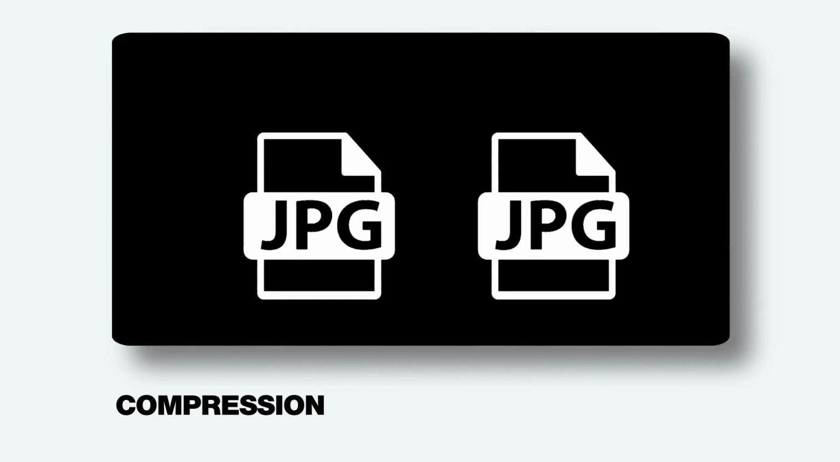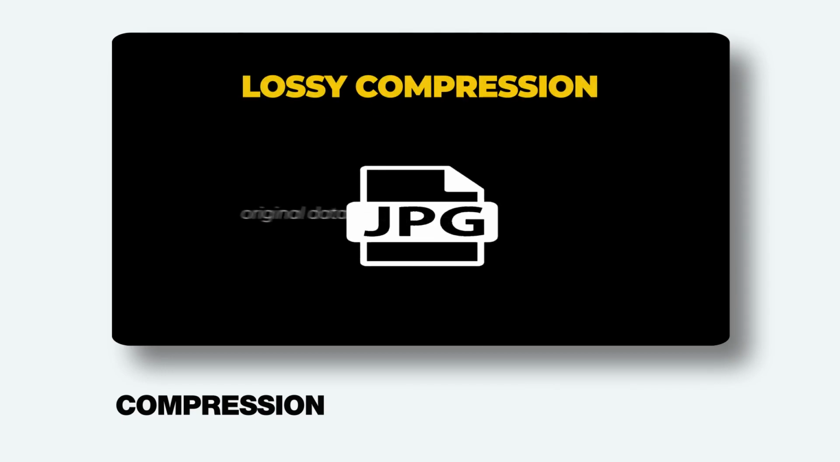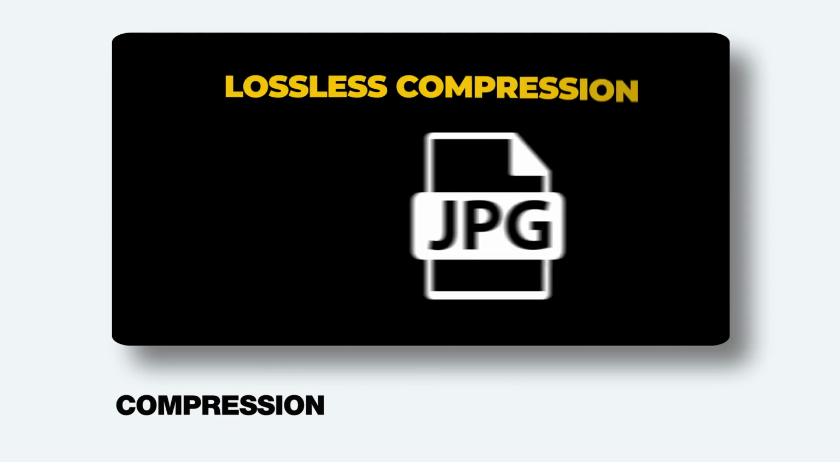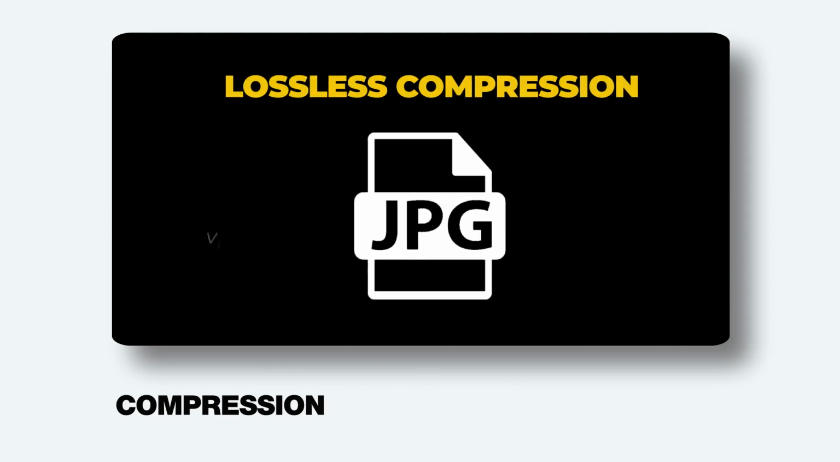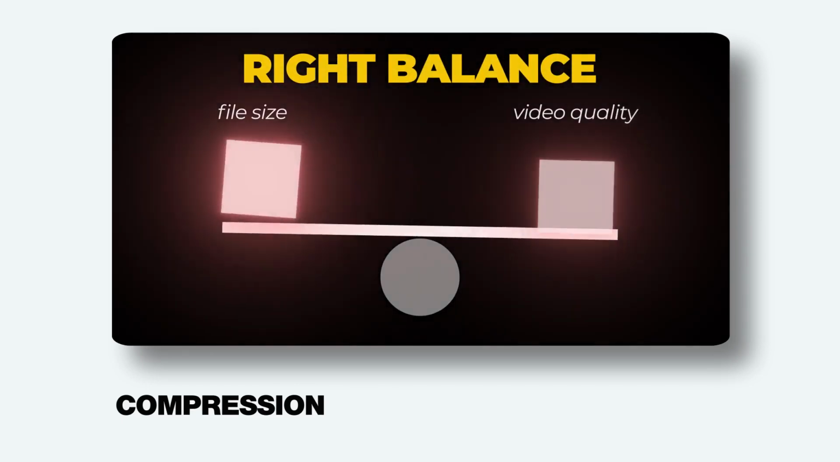There are two main types. Lossy compression cuts down file size by removing some of the original data, which might slightly reduce quality. Lossless compression keeps all the important visual data and only removes things like extra metadata, so the quality stays the same. It's all about finding the right balance between the file size and video quality.